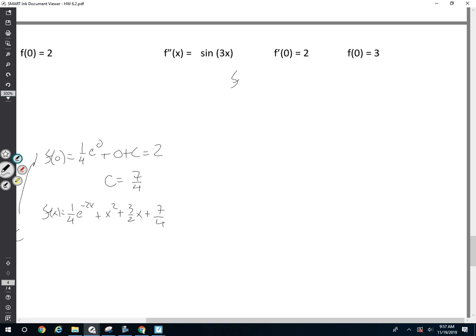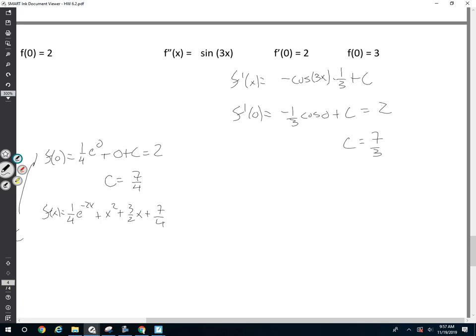F prime: negative cos 3x is the antiderivative of sine, but times a third. Don't forget a plus c. F prime of 0 is negative 1/3 cosine 0 plus c. That equals 2. Cosine of 0 is 1. Add a third to 6/3, I get c is 7/3.